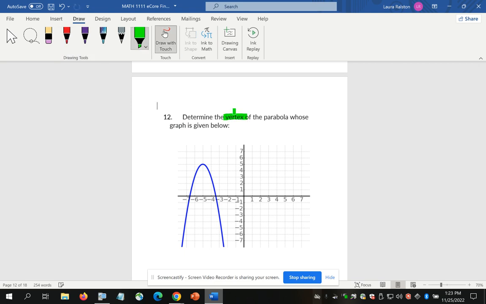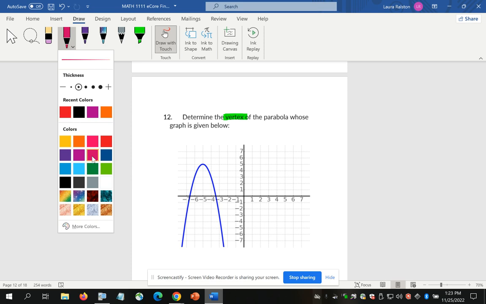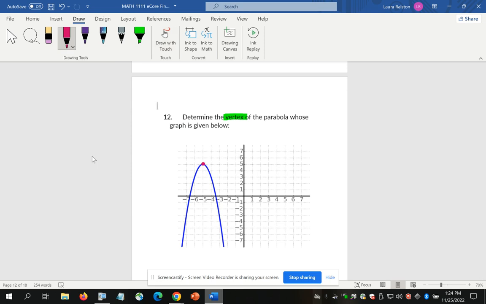Okay, you have vertex. The vertex is the point where the graph changes direction. It's also either your relative minimum or your relative maximum. In this case, since the parabola is inverted or turned upside down, it is going to be a maximum. And so it occurs at this point, and you need to identify that point. Remember, an ordered pair is always written x comma y. So I'm at negative 5, positive 5. And that represents the vertex of my parabola. Guys, don't overthink it.